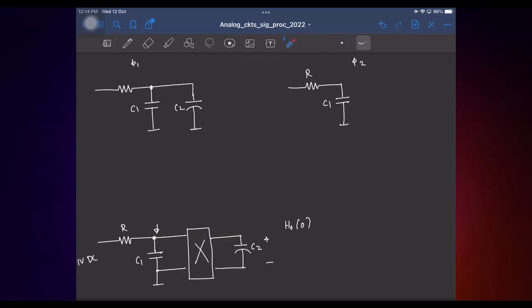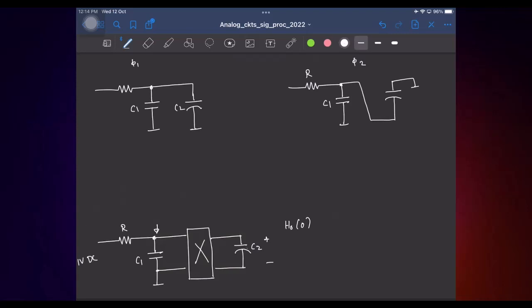But what happens? The top plate of C2 is connected to the bottom plate of C1, and the bottom plate of C2 is connected to the top plate of C1. So if you were to draw like this, the top plate is connected like this. That's to the ground. So I'll just say it's connected to the ground. And this one goes like this.